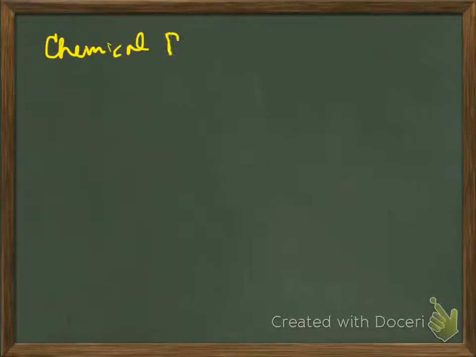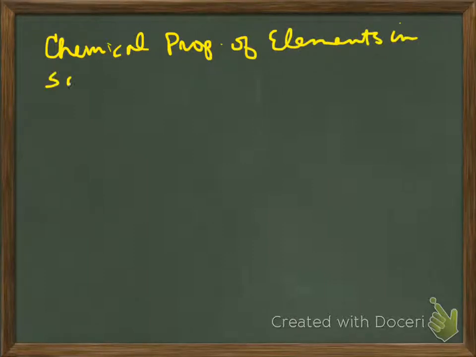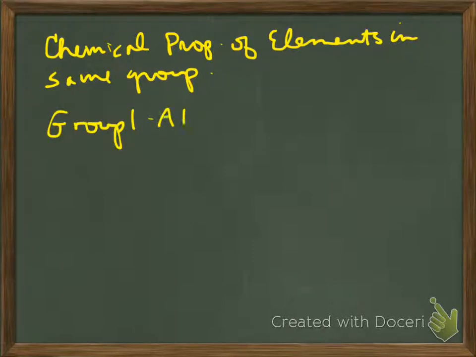Okay, let's talk about chemical properties of elements in the same group. Alright, so let's take a look at group 1. These are the alkali metals. They are very reactive. They increase in reactivity going down the group.